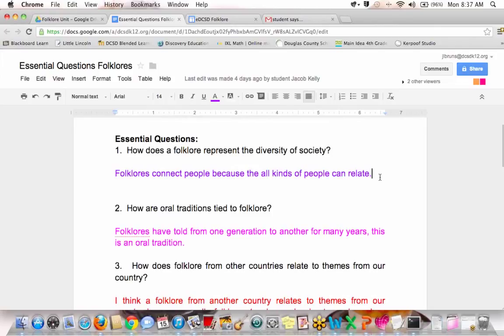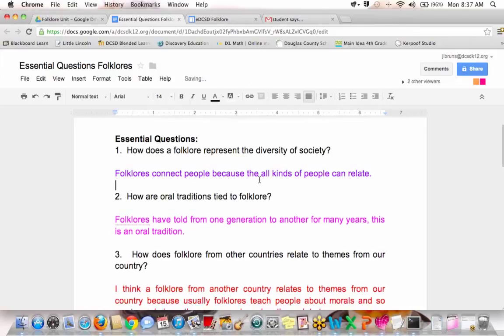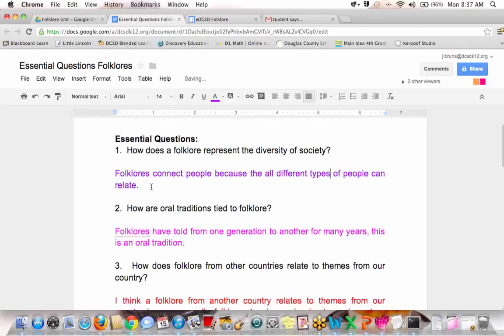Number one, I asked you, how does a folklore represent the diversity of a society? Diversity, if you don't know what that word means, the differences in a society. So, how does folklore represent all of the differences in a society? And TJ's thought was folklores can connect people because all the kinds of people can relate. So, I'm going to kind of change that to make it sound a little better. All different types of people can relate. Are there any other thoughts that we want to add to our essential question number one?